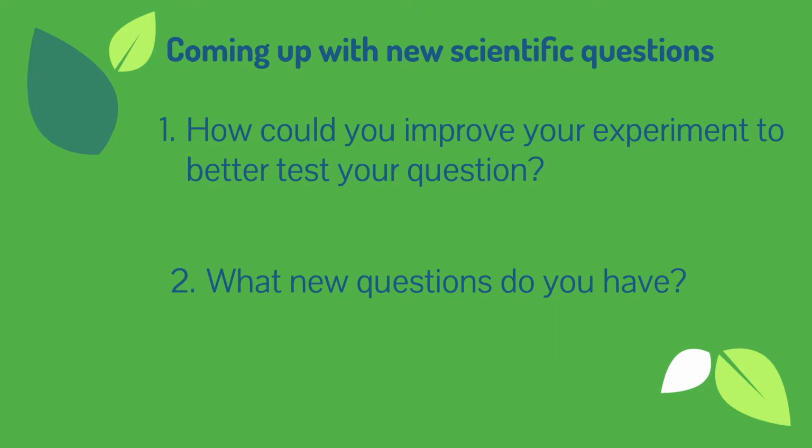We're going to move on to the next step of the scientific process, coming up with new scientific questions. What I want you to do is take a moment and write out answers to these two questions. Keep a hold of these questions because we're going to use your answers later on at the end of the lesson. The first question is, how could you improve your experiment to better test your question? What could you have done differently in order to collect data that might help you test your question?